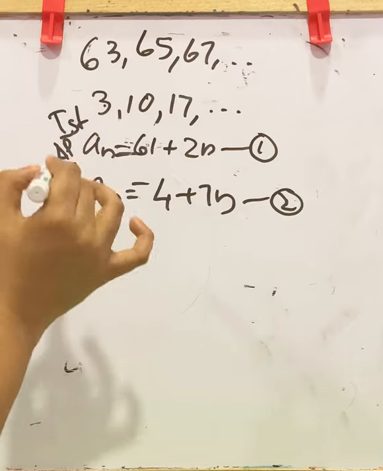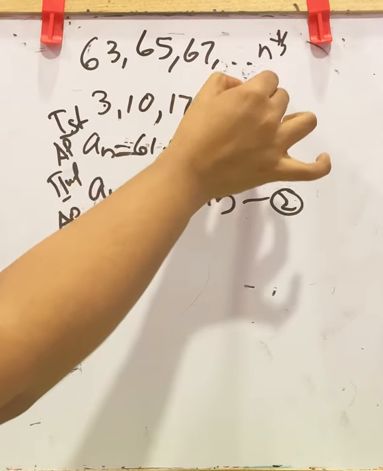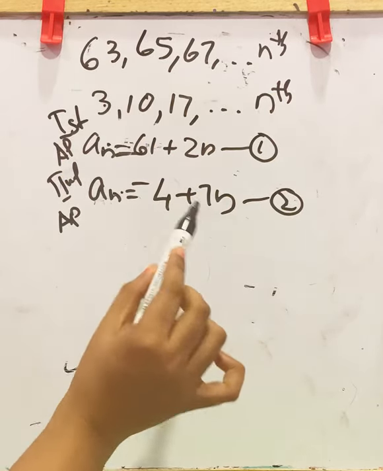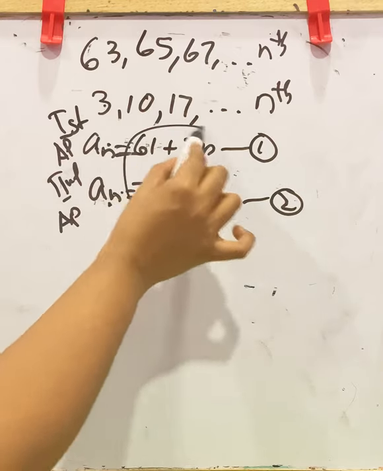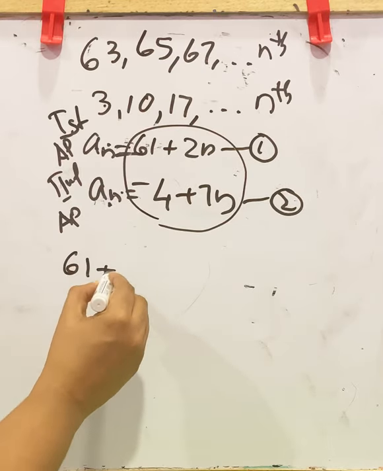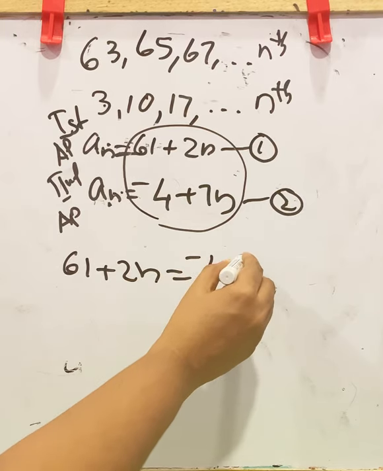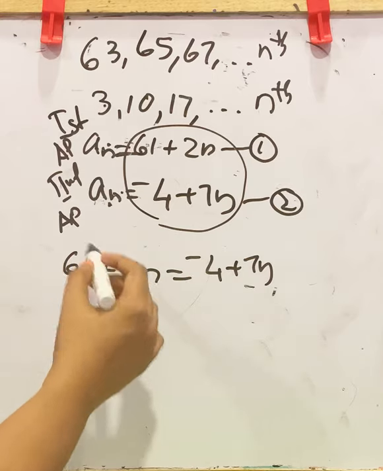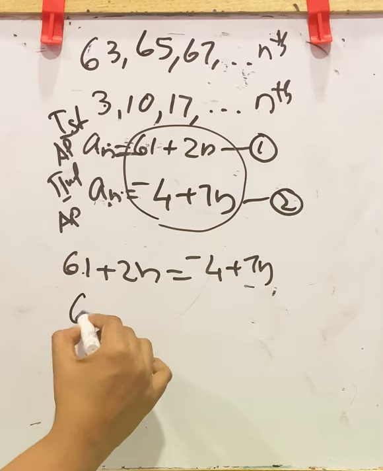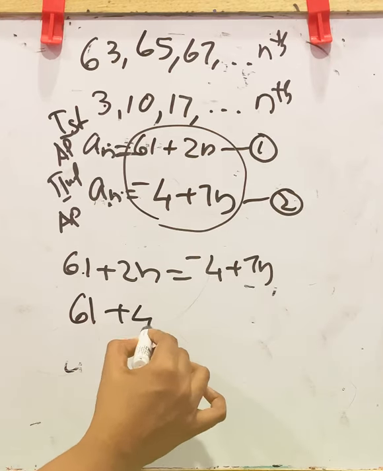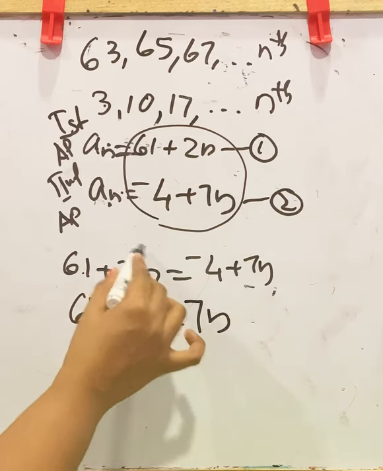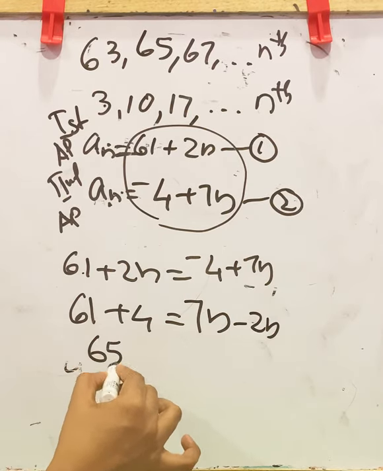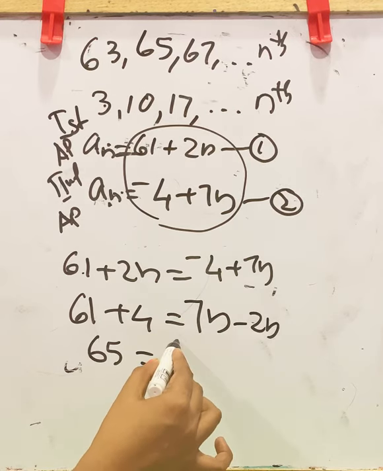Now it is given in the question the nth term of this AP and nth term of second AP are equal. That is, both these equations are equal. So we will write this as equal. 61 plus 2n equals minus 4 plus 7n. Now take all n terms to one side and number parts to the other side. It becomes 61, negative 4 taking to the side, plus 4 equals 7n, and 2n taken to that side becomes minus 2n. 61 plus 4 is 65 equals 7n minus 2n, 5n.